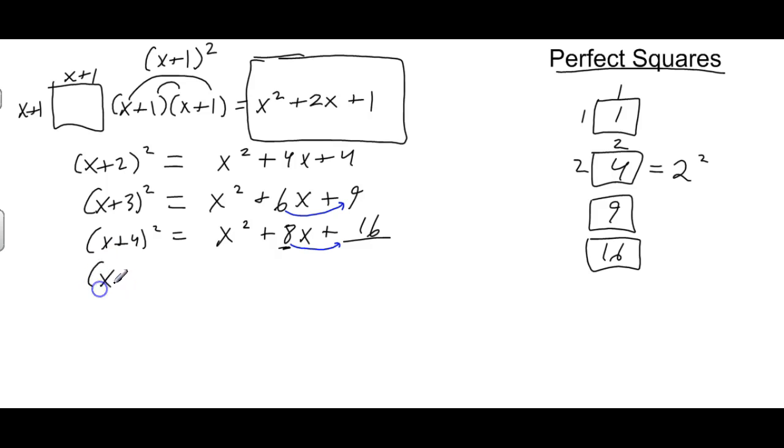In fact, if we used a generic value like a here, and we multiply that out, we get x squared plus 2ax plus a squared. If you take half of this value and square it, you get a squared.